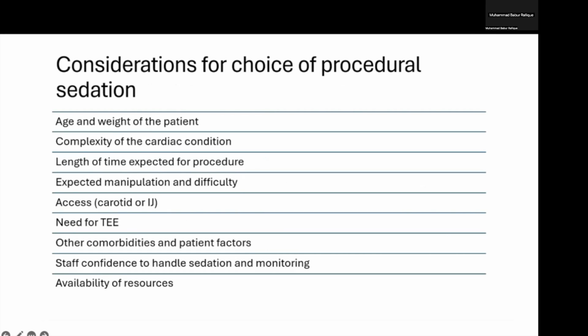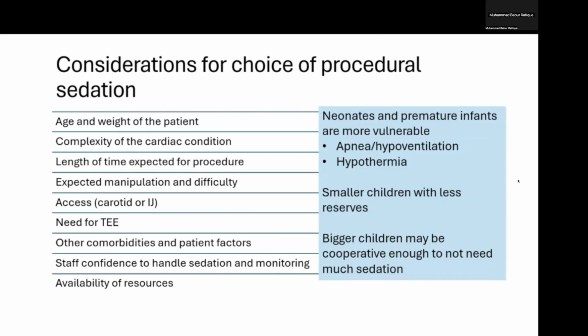So how do we choose what type of anesthesia to give? How do we choose if we need to call in and wait for our anesthesia service to be there to do the procedure, or can we do it ourselves? So first and foremost, of course, is the age and the weight of the patient. So if you have a bigger child, they may be cooperative enough to not need much sedation. So we typically do the big kids awake or just a little bit of anesthesia. And then the smaller children, we need to give them sedation because we cannot really tell them to not move.